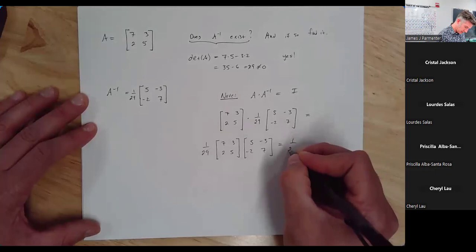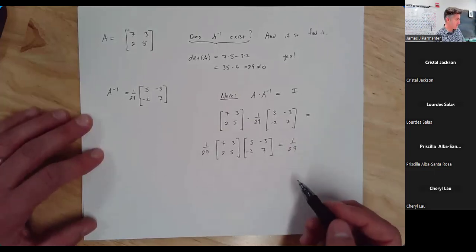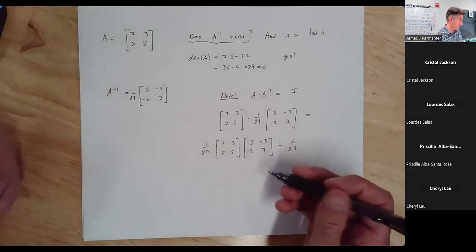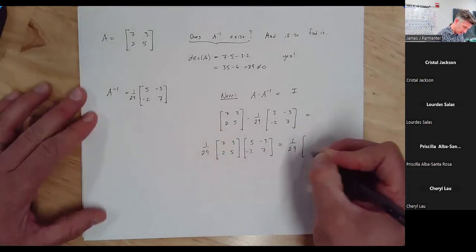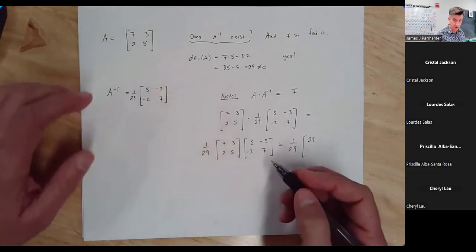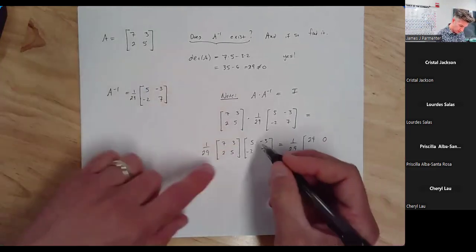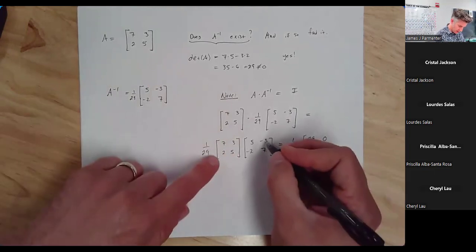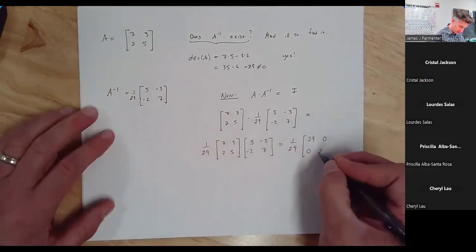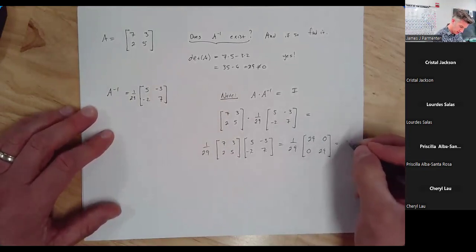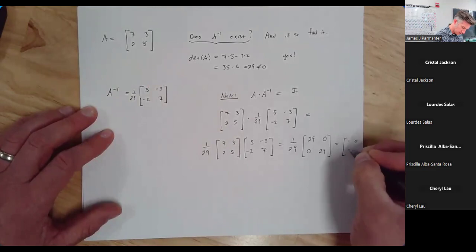So then you've got 1/29 out in front, and then we're going to do the matrix multiplication. I'm going to have 7 times 5 plus 3 times -2, which is 35 minus 6, which is 29. And then we're going to get 7 times -3 plus 3 times 7, which is 21 minus 21. And you have 2 times 5 minus 5 times 2, which is 10 minus 10. And then you have -6 plus 35, which is 29. And look, 1/29 times this matrix is exactly the 2 by 2 identity matrix, [1, 0; 0, 1].